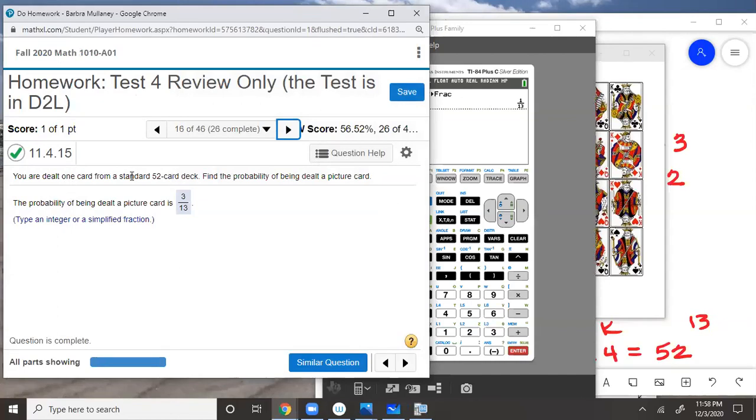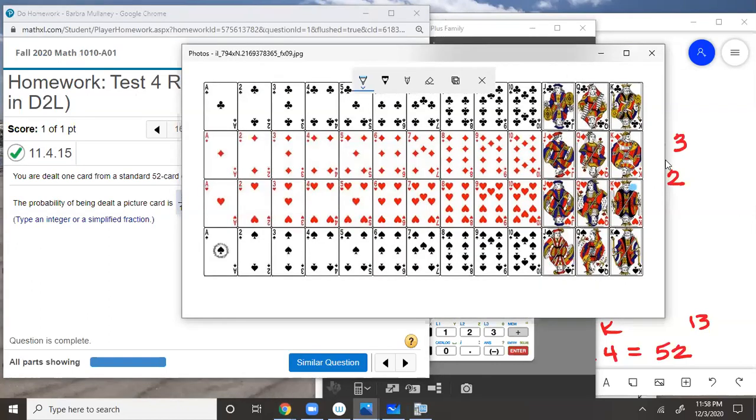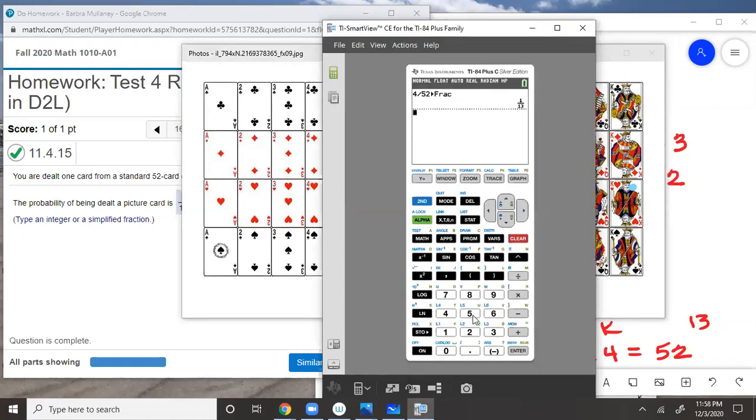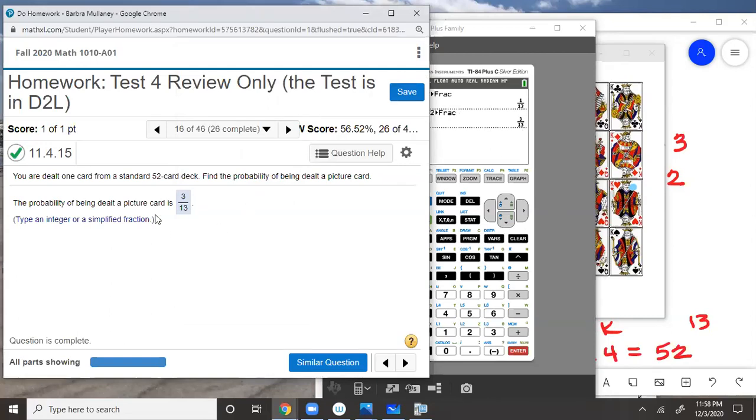You are dealt 1 card from a standard 52 card deck. Find the probability of being dealt a picture card. Okay, so let's look at our deck of cards here. We have 3 picture cards, which we also call face cards, in each suit. So 3 times 4, so there's 12 picture cards. So the probability of getting a picture card is 12 over 52. Reduce it by pressing math, enter, enter. We get 9 over 13. Or no, sorry, I couldn't read that right. It's 3 over 13.